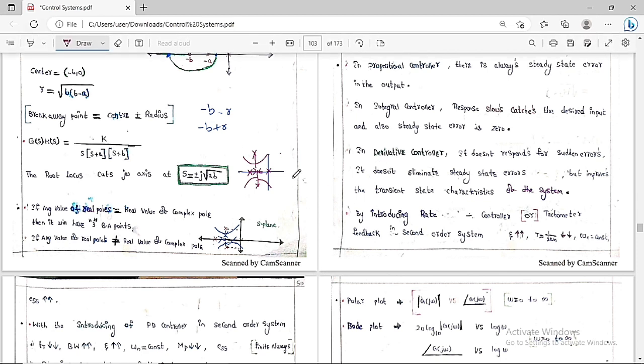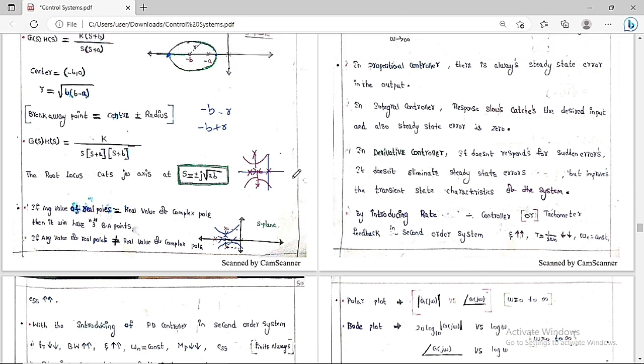Therefore, if the average value of the real poles is equal to the real value of the complex pole, then it will have 3 breakaway points. But if the average value of the real poles is not equal to the real value of the complex pole, then we are going to get only one breakaway point. Then it will have only one breakaway point. So how are we going to get the picture for one breakaway point?